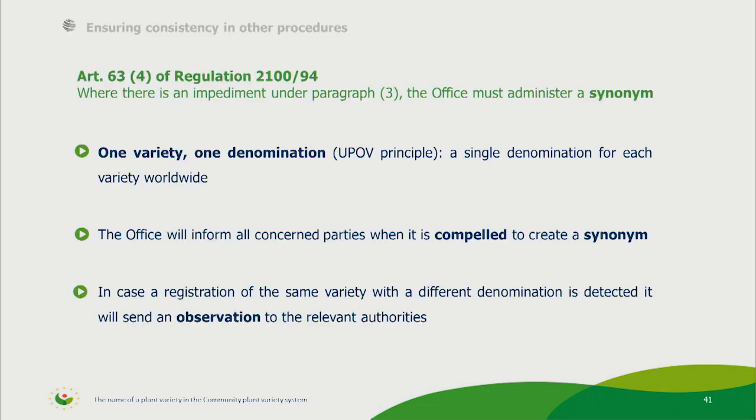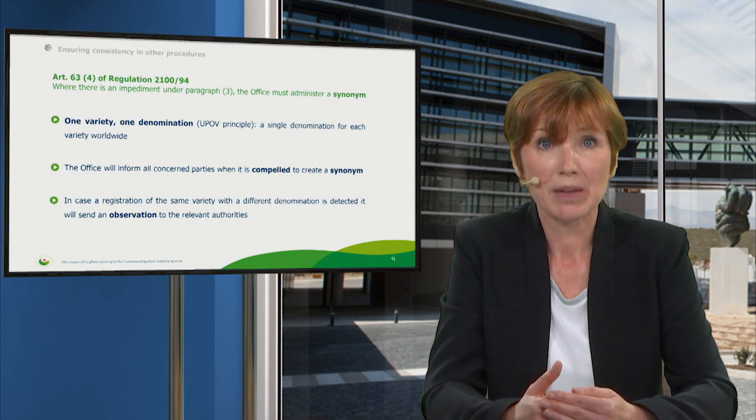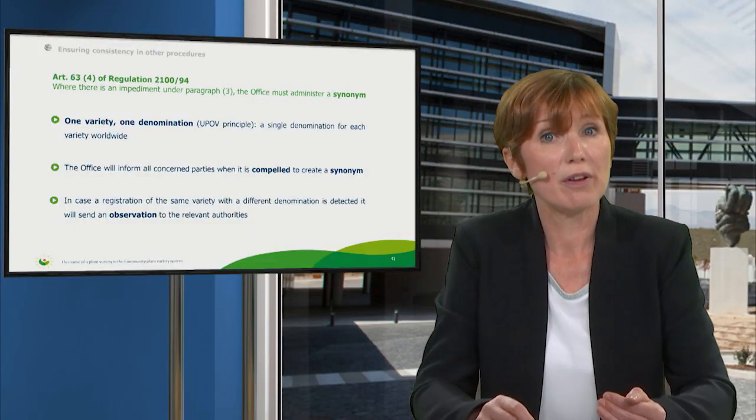Do you remember the pink lady example? We explained that several varieties are commercialized under that trademark, and that the variety denomination is the unique identifier of the variety. We also explained that on the basis of the EUIPO principle, one variety, one denomination, the variety denomination should be the same in all registers. In other terms, synonyms should be avoided. However, the Article 63.4 of the CPVO Basic Regulation foresees situations where the office is compelled to create a synonym. In such case, the CPVO informs all concerned parties. On the same principle, if the office detects a synonym in another register, it sends an observation to the relevant authorities.